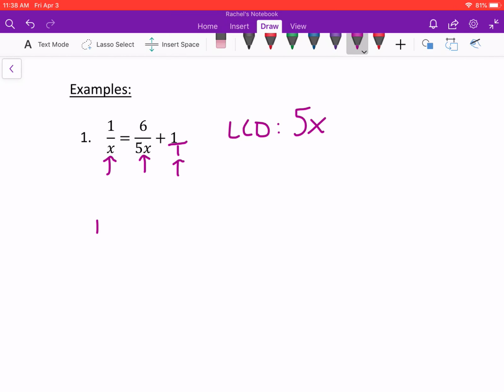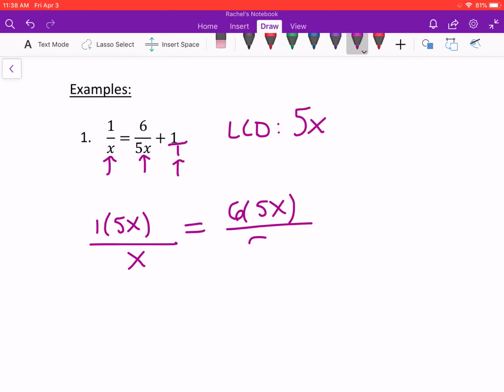So now that I've found my LCD, I'm going to multiply each term by 5x in the numerator. So I have 1 times 5x, and it's still just over x. So we're only multiplying in the numerator. Denominators are staying the same right now. That equals 6 times 5x, and that is over 5x, plus 1 times 5x over 1.